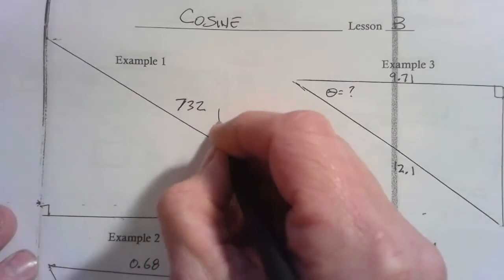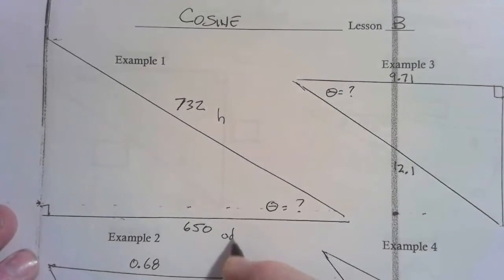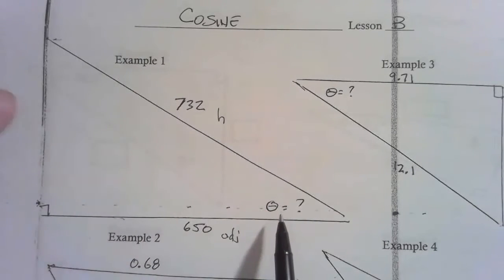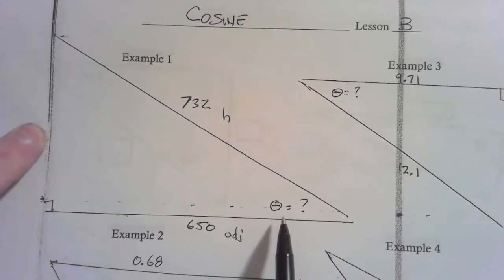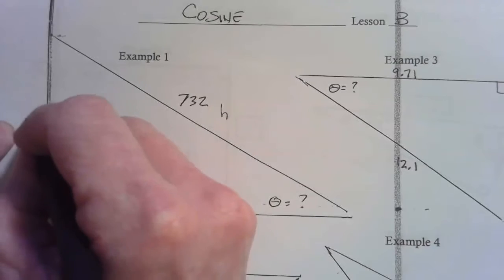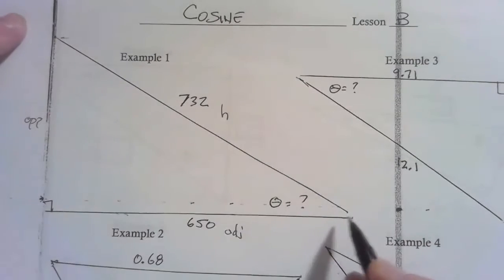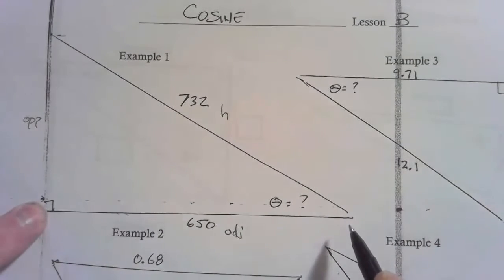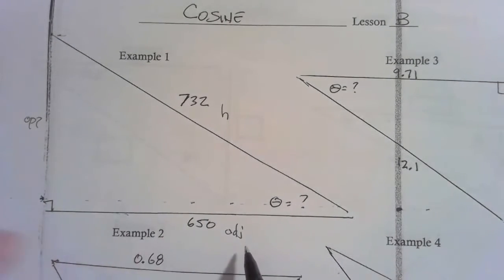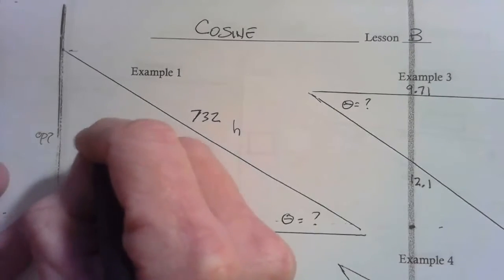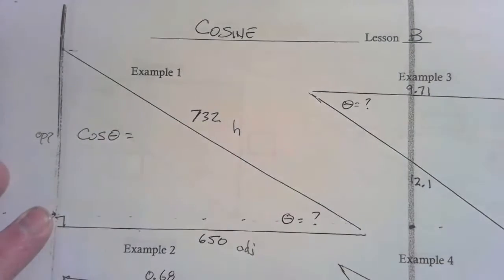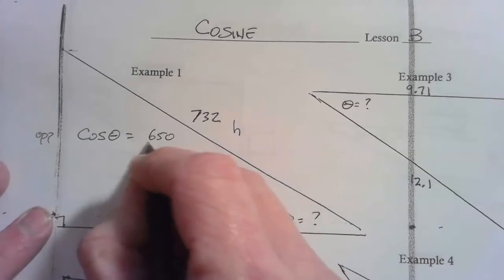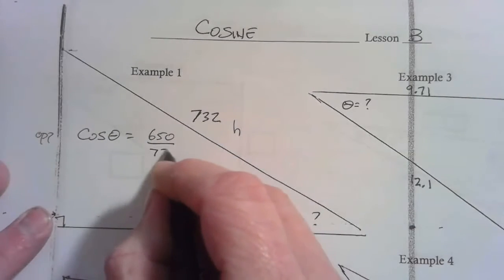We have the hypotenuse, and it turns out the adjacent. How do I know that? Because if I'm standing here, this is my opposite. I always start with the opposite just to make sure. But I don't have that. This is my hypotenuse. It's the longest side. It's opposite the 90. That means this is the adjacent. So what I know is that the cosine of my unknown angle is equal to my adjacent, 650, over my hypotenuse, 732.